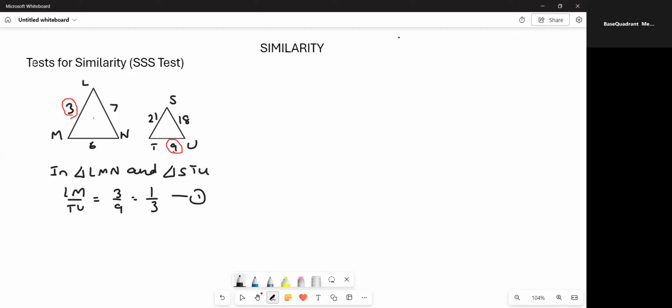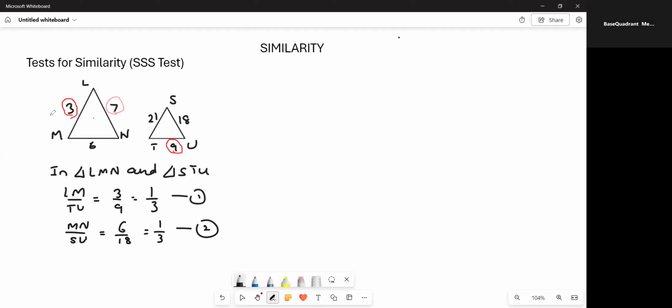Now take the second biggest side. Take the second biggest side in the first triangle, that is 6 here, and here it is 18, the second biggest side in both the triangles. Okay. So MN upon SU will be 6 upon 18, which is also 1 upon 3. 6 ones are 6 and 6 threes are 18. Equation 2.